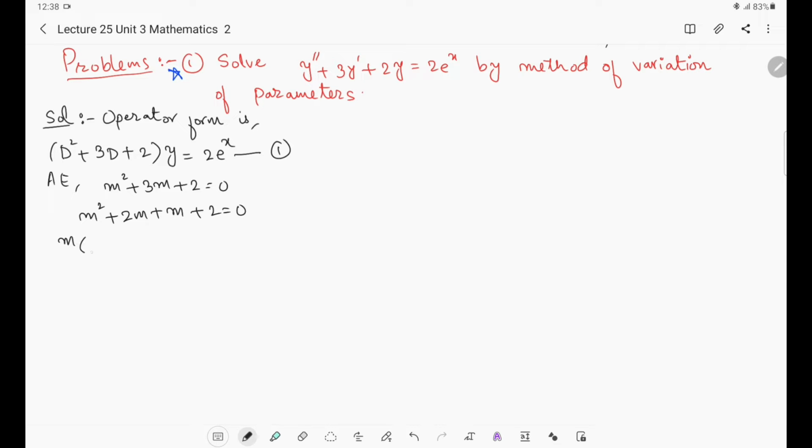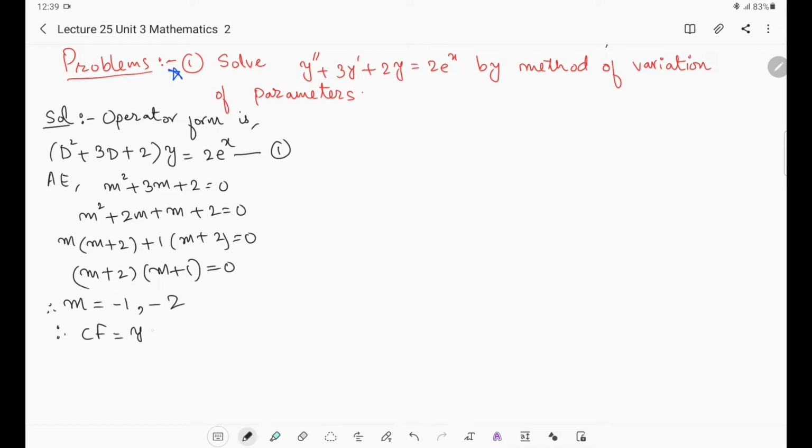Now you take m common, so m plus 2, and you take 1 common, then m plus 2. So you take m plus 2 common, then what will remain? m plus 1 equals 0. Therefore the roots of the auxiliary equation will be minus 1, minus 2. Therefore the complementary function will be yc.